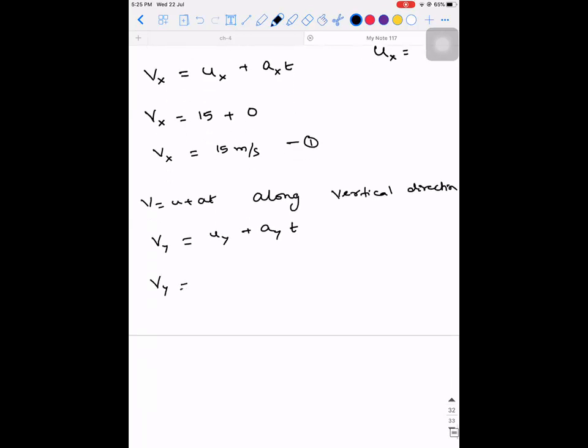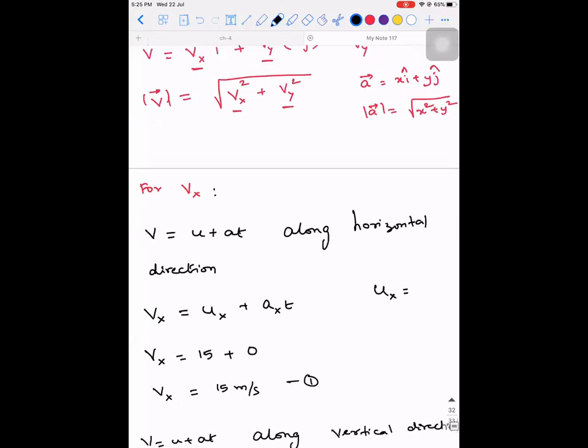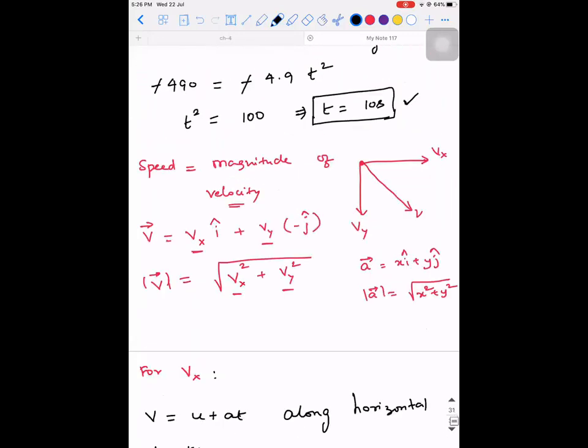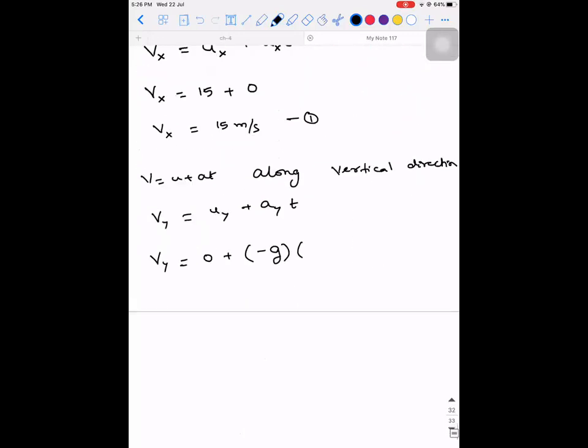So Vy is what you need to find. What is the initial velocity along y direction? We have already done this. 0. Plus what is the acceleration along y direction? Negative, minus g, into what is the time it takes to hit the ground? 10 seconds. Now we understood why they asked the time. It is 10. So it is minus 9.8 into 10, minus 98 meter per second.